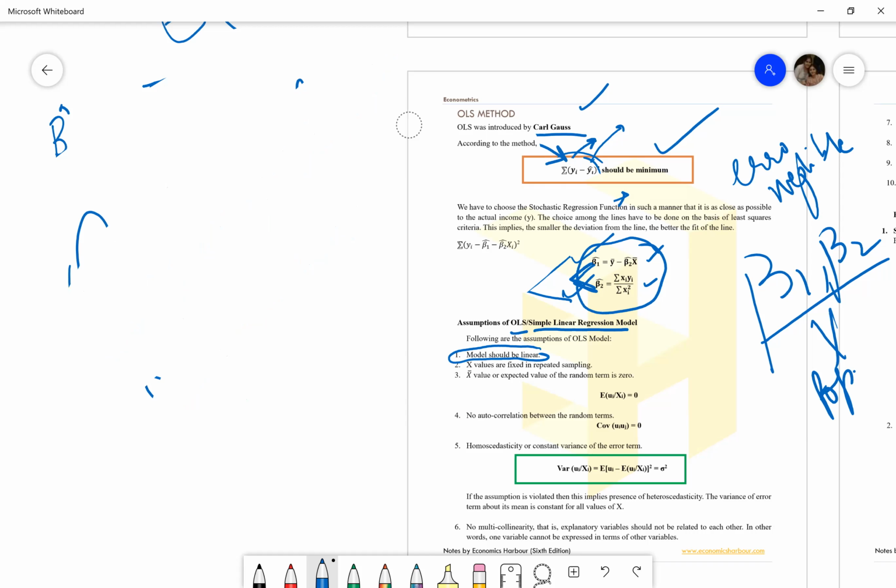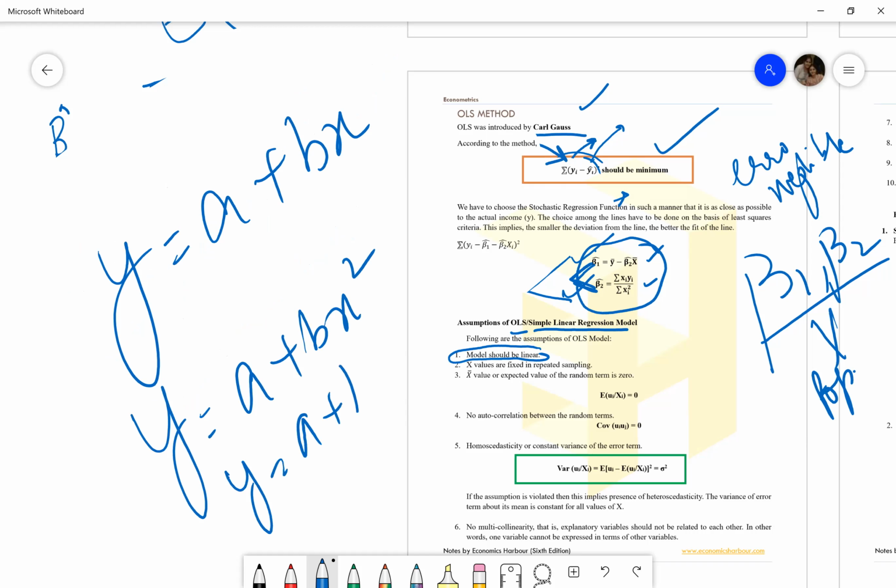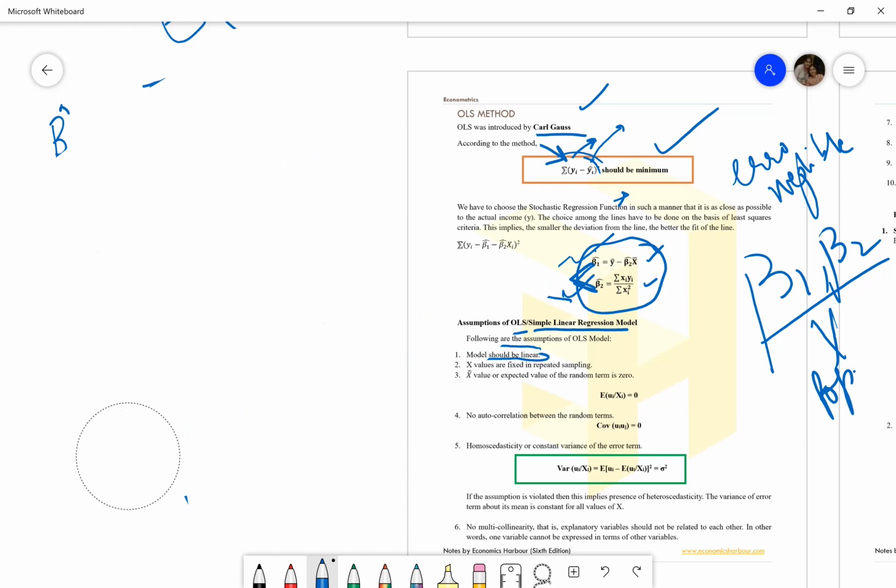So just quickly tell me, y is equal to a plus bx, linear or non-linear? Linear. Y is equal to a plus bx square, linear or non-linear? Non-linear. Y is equal to a plus bx plus cz, linear or non-linear? Linear, right? So your model should be linear in nature.